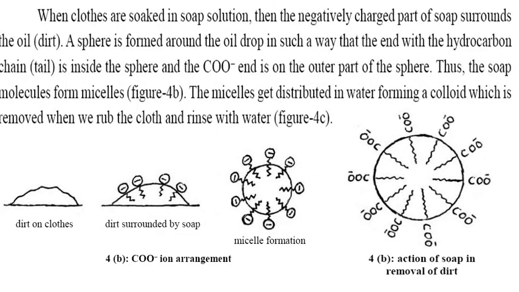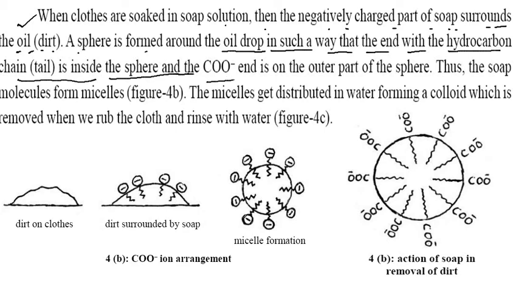Now see the next part of this. When clothes are soaked in soap solution, the negatively charged parts of the soap surround the oil. Dirty shapes are formed around the soil drops. In such a way, the ends of the hydrocarbon chain tails are inside the sphere and the COO minus ends are on the outer part of the sphere. Thus the soap molecules form a micelle. This is the micelle. Dirty clothes.